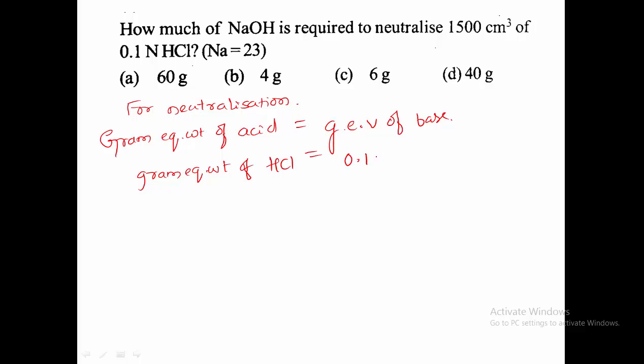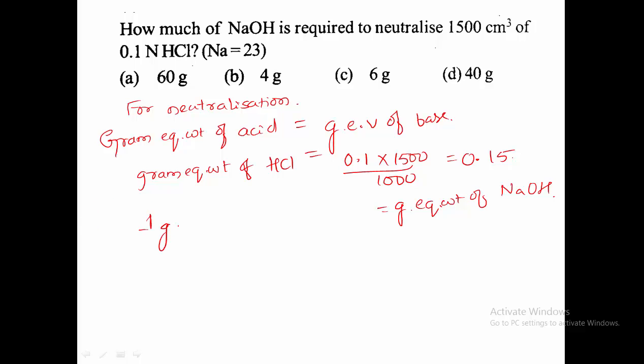0.1, that is its normality, into volume is 1500 divided by 1000. So ಎಷ್ಟು ಸಿಗುತ್ತೆ ರೀ ನಮಗೆ, 0.15, that is equal to gram equivalent weight of NaOH. So now 1 gram equivalent weight of NaOH is equal to how much? 40 grams ಅಂತ ಹೇಳ್ತೀವಿ. 1 ಗ್ರಾಮ್ ಇಕ್ವಿವೆಲೆಂಟ್ ವೇಟ್ ಅಂದ್ರೆ ಎಷ್ಟ್ರಿ? 40 ಗ್ರಾಮ್ ಅಂತ ಹೇಳ್ತೀವಿ. ಸೊ ಈಗ ಎಷ್ಟದ ರೀ?